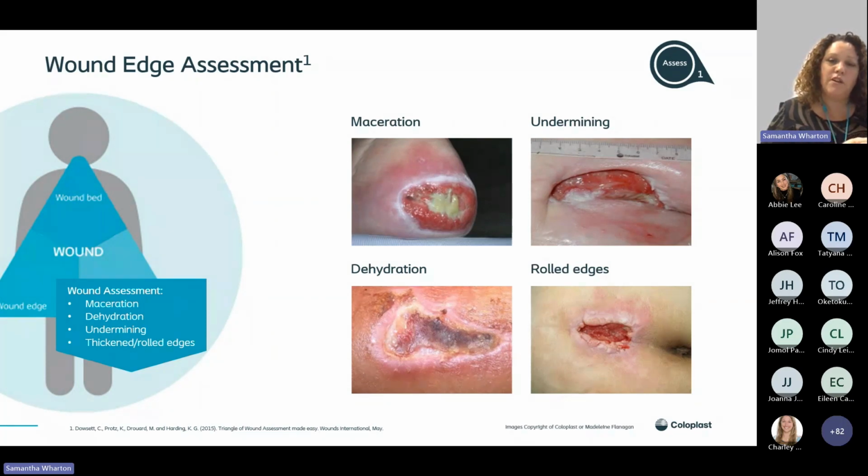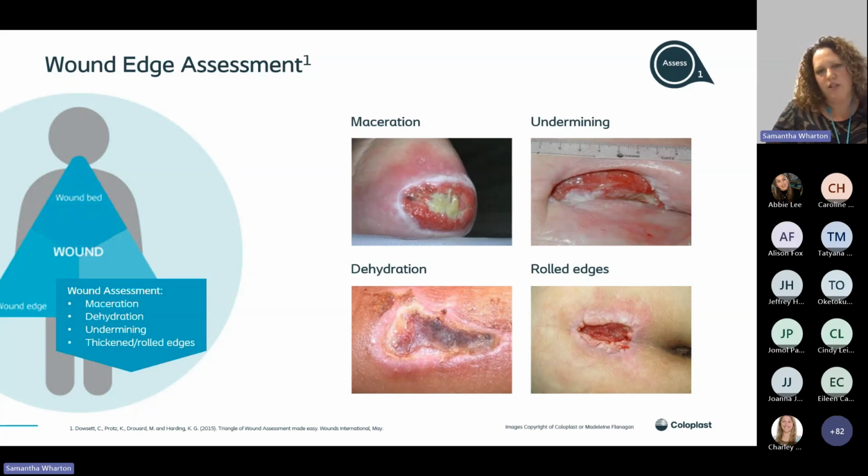Undermining, we need to make sure we're recording it so that everybody knows whereabouts that undermining is and how far it's undermining. So we often use sort of the clock. So the 12 o'clock is the head, 6 o'clock is the feet, and you would therefore use that as your guide so that everybody knows where that undermining is.